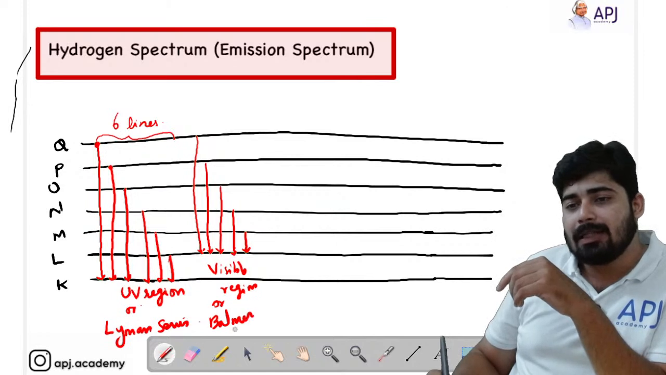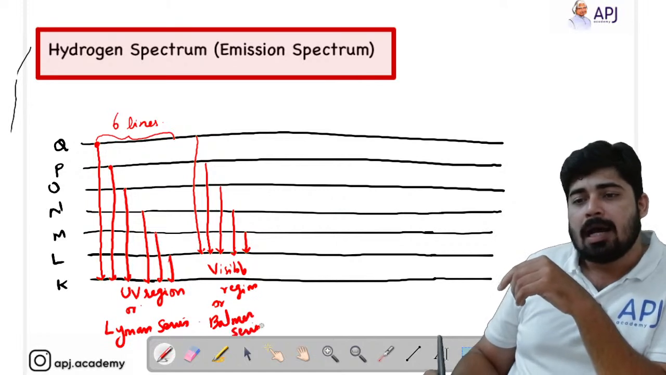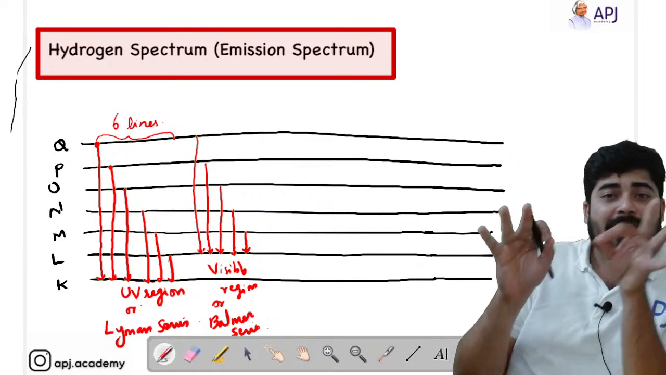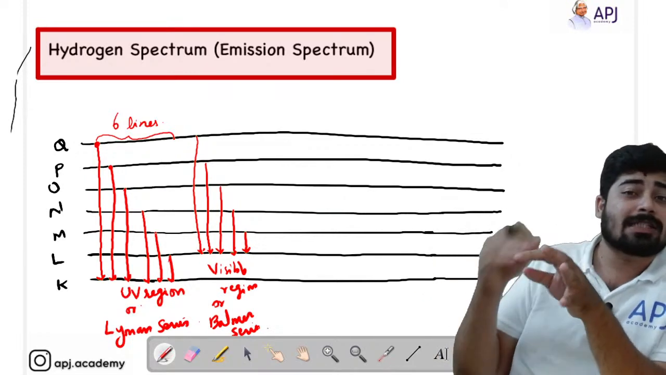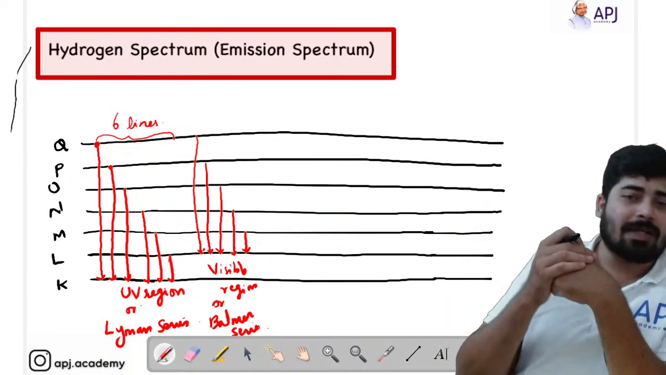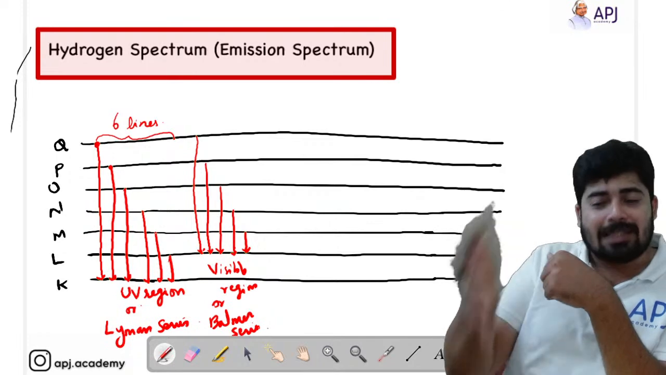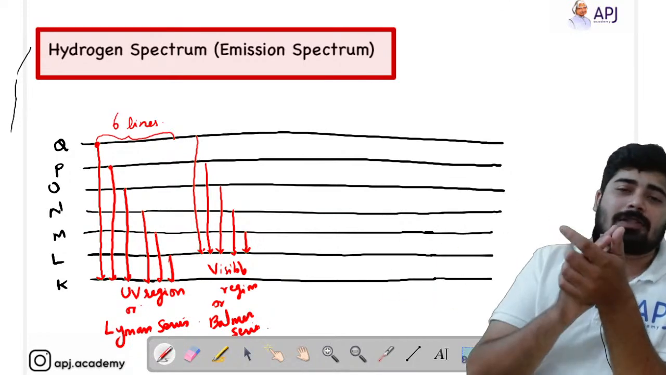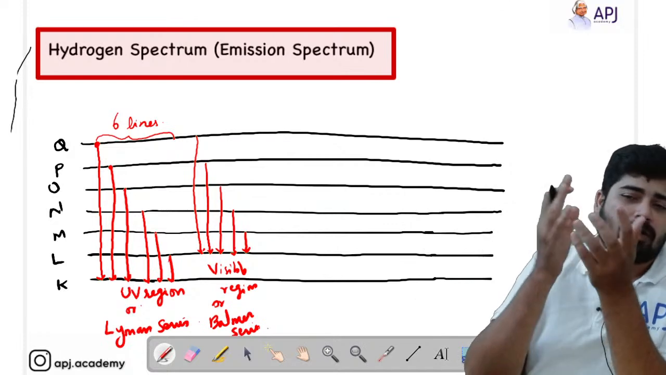You have to understand that the Balmer series is the very first series discovered by the scientists. The logic is very easy because these are the lines which are visible with our naked eyes, so this should be the one we discovered first.